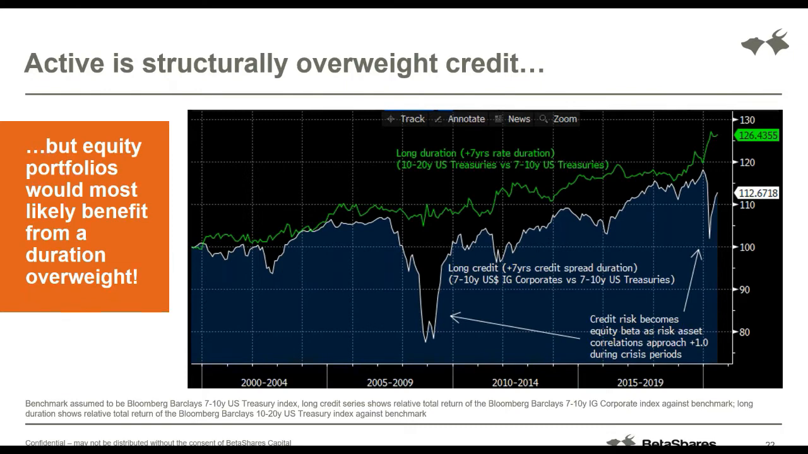We see very large drawdowns in that active credit bet during crisis episodes and periods of significant equity drawdowns. And what's interesting about this relationship is that correlation between long duration and long credit has actually become more negative in recent years, which suggests that in a low inflation, low yielding environment, active managers are collectively chasing yield through credit, and unfortunately are collectively capitulating when things get difficult.